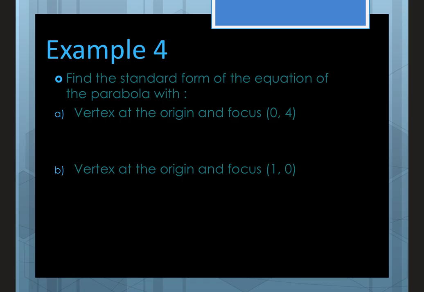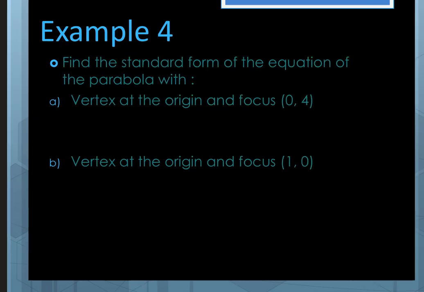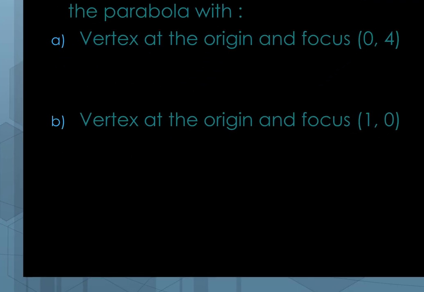All right, so example 4 says, find the standard form of the equation of the parabola with the vertex at the origin and the focus at (0, 4). All right, so vertex at the origin and focus (0, 4). I'm a visual person, I have to draw it out. If you want to try to figure it out in your head, you do whatever makes the most sense to you. But usually silly mistakes happen when you do that. So my advice is draw it out. Doesn't have to be perfect, but at least give yourself an approximation.